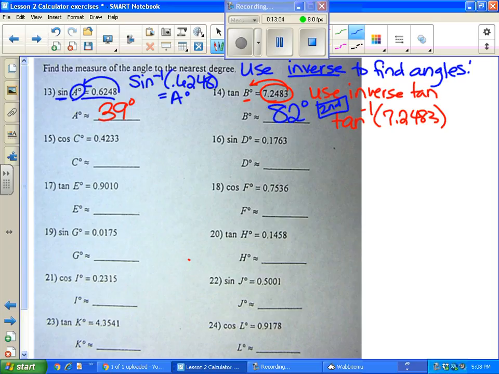What happens when you go to 15 and it says cosine of C? I have the answer ratio. I have the decimal equivalent of the fraction ratio. How do I work backwards to get C? So I have to use inverse. Okay, so that'd be inverse cosine with a little -1 of the answer, 0.4233. And that would equal C in degrees.